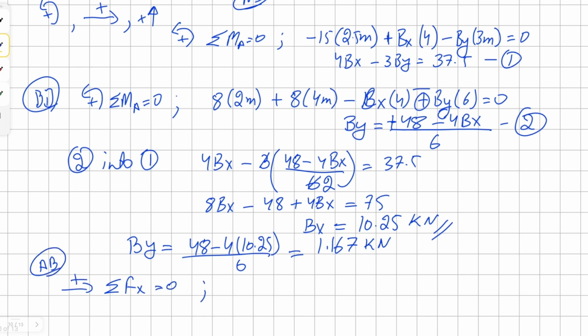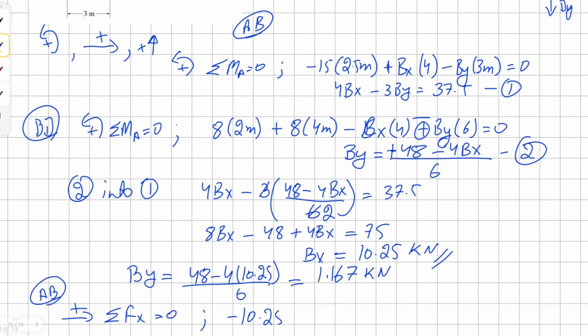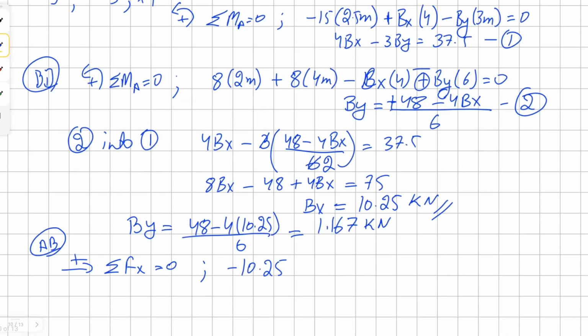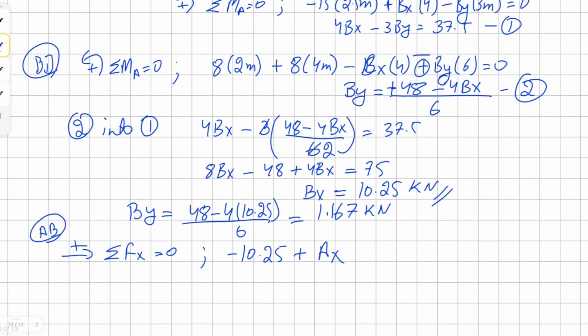And we know we just found the value of Bx, which is negative 10.25, plus the value of Ax, and then plus the value of our point load in the x direction. So it's 15, 4 divided by 5, equals 0. So therefore our value of Ax is negative 1.75 kilonewton.